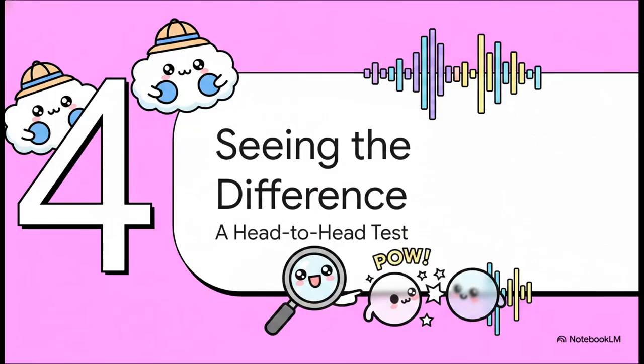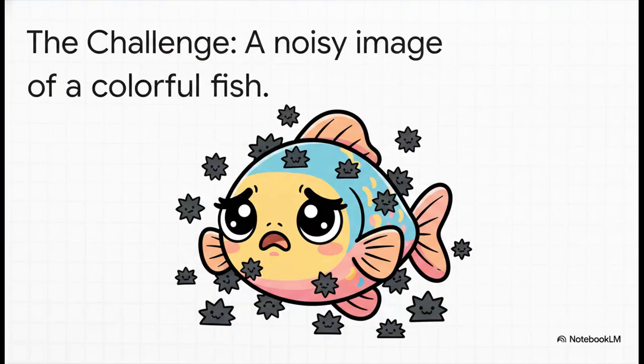Okay, so that's the theory, which is pretty cool. But how does it all play out in the real world? Let's put these two filters head-to-head with a really tough, noisy image and just see what happens. Our test subject is this picture of a colorful fish, and we've intentionally messed it up with a lot of noise. This is exactly the kind of messy situation where the traditional methods really start to fall apart.